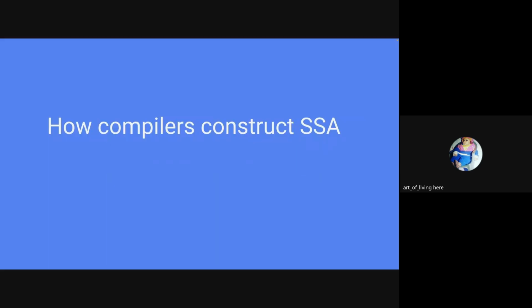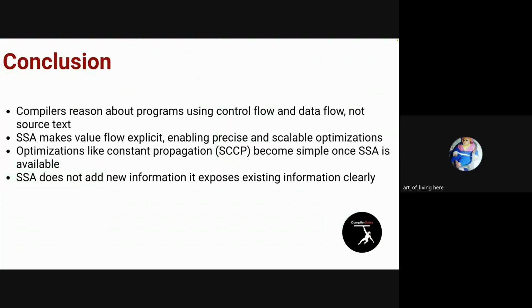So now I think I need to conclude here. What we came to know from this talk is that a compiler reasons about program control flow and data flow, not source text. Second, SSA makes data flow explicit instead of implicit to enable more scalable optimization. Optimizations such as constant propagation become simple once SSA is available. Then one question would be: is SSA an optimization? No, SSA is not an optimization. It's just a representation format.